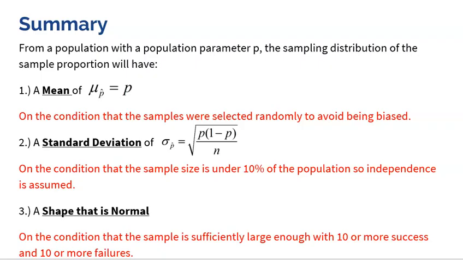But remember, we typically don't sample with replacement, so we do have to check that our sample size is under 10% of the population so that we can assume independence. And thirdly, the shape is going to be normal. But we only are going to get that normal shape as long as our samples are expected to have 10 or more successes and 10 or more failures.